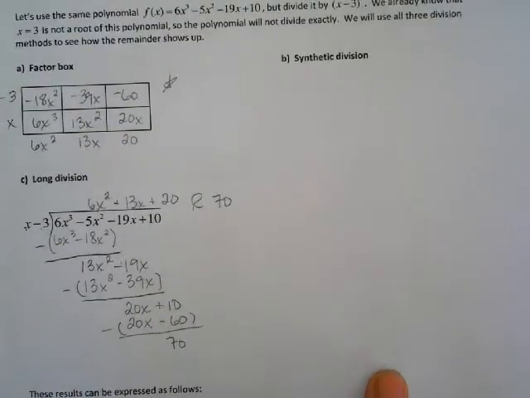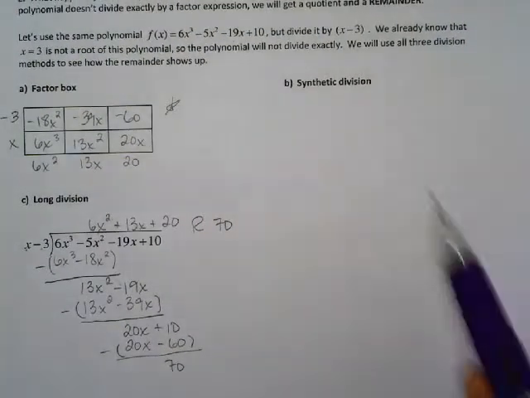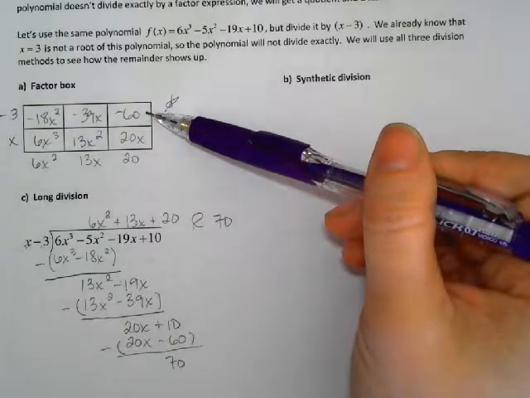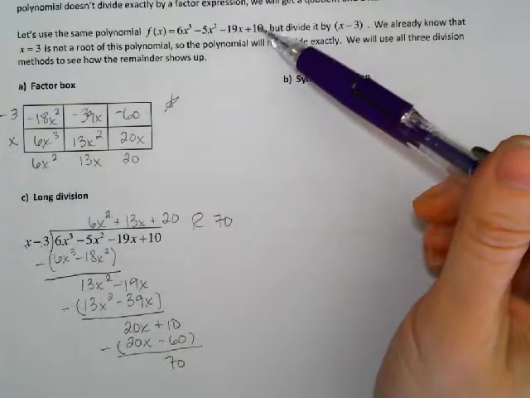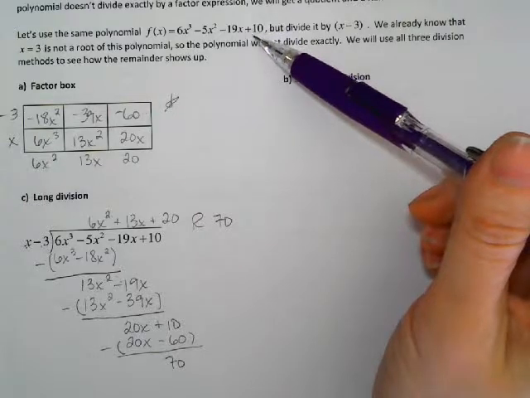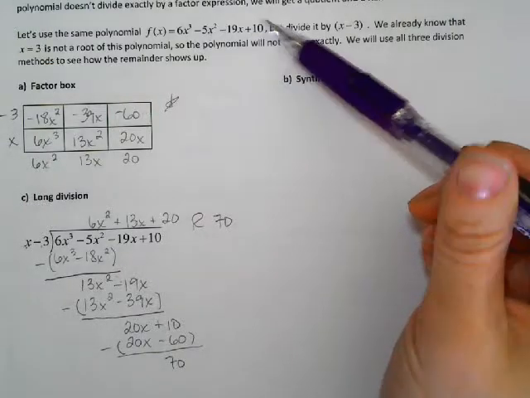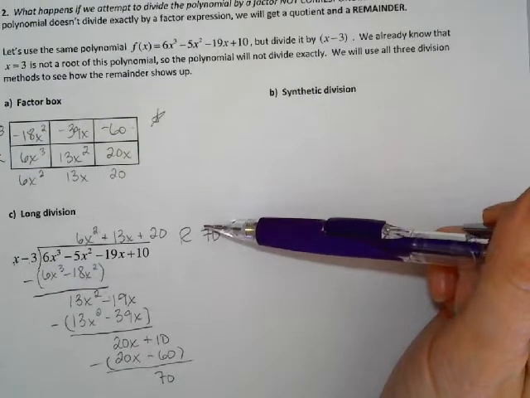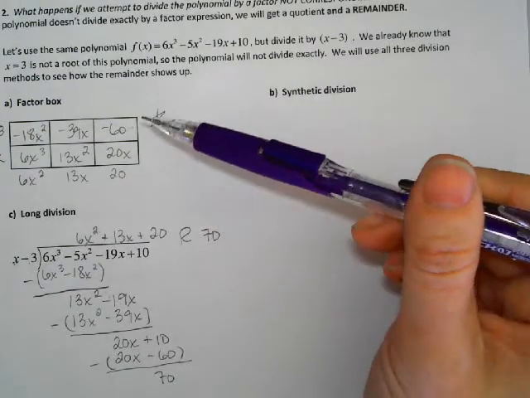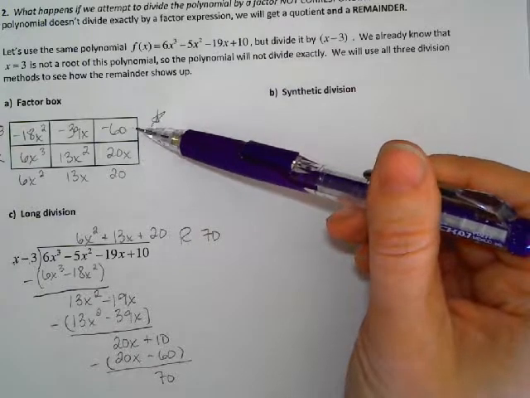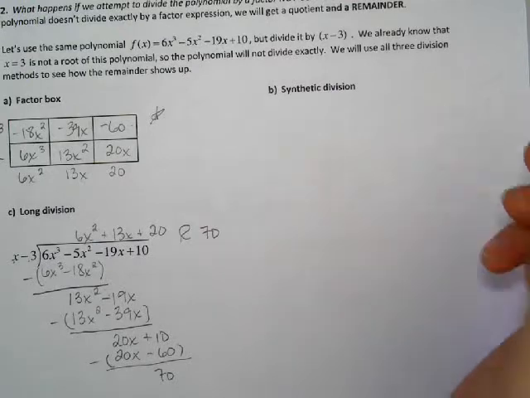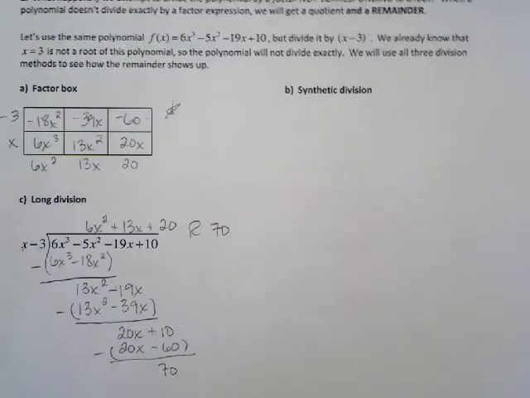What I want to talk about real quick, this thing that I started up here, we ended up here in our last box with negative 60. We needed that to be negative 10, so we know x minus 3 isn't a factor. Down here we got a remainder of 70. So if you look at this, that remainder of 70, if we add that 70 to that negative 60, we get that 10. We need it to be positive 10.